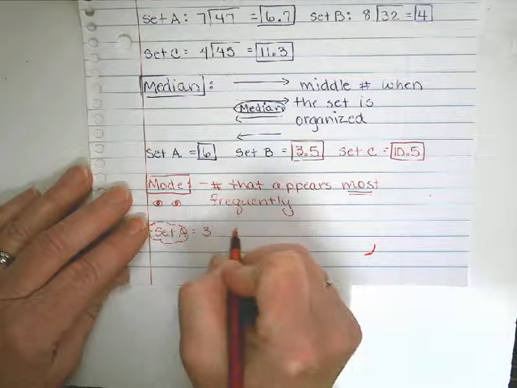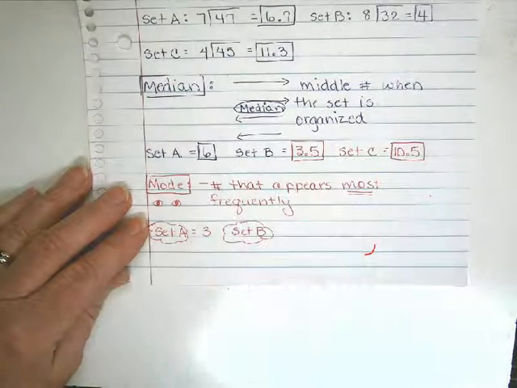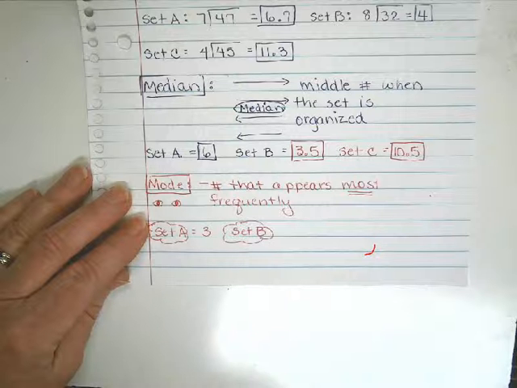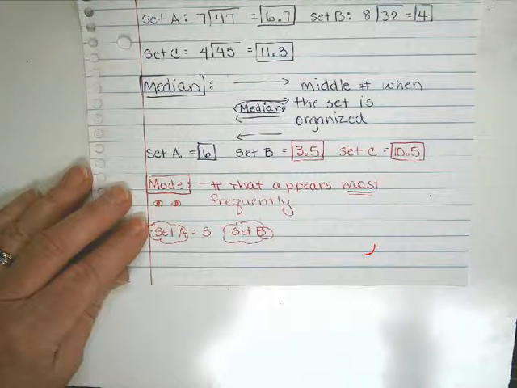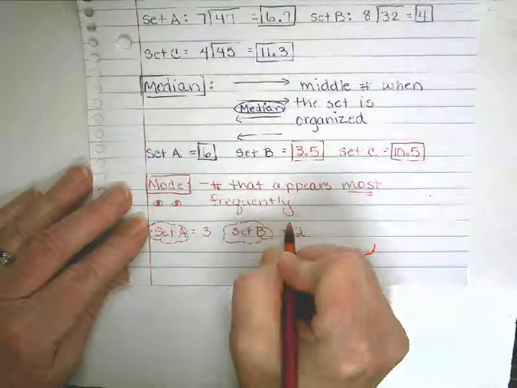All right, you take a look at set B. Raise your hand when you think you have the mode figured out. Mia, what do you think for set B? 2. What about 6? Okay. 6 appears twice, doesn't it? But 2 appears 3 times. So 2 would be your mode for set B. How about set C?